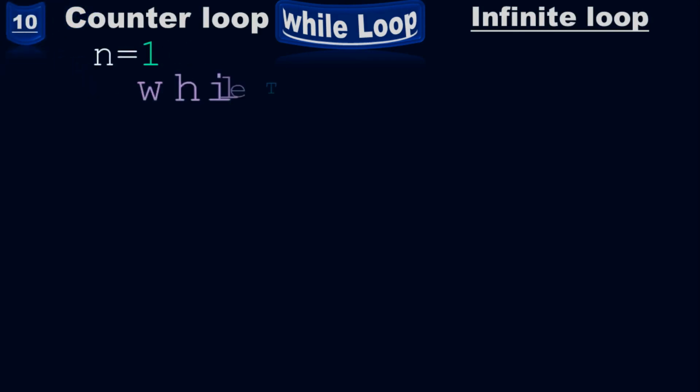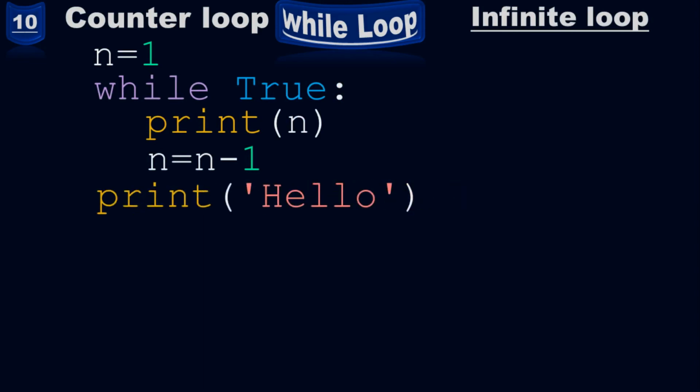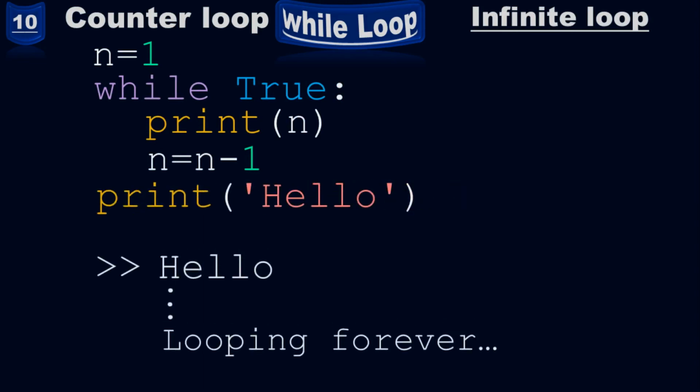N equals to 1, while True, and then colons, print of n, n equals to n minus 1, and then print of hello. When you run it, you will get hello. The hello will print forever. It is looping forever. It goes in infinity. That's why we call it infinite while loop. The initial value has been determined. It is n equals to 1.